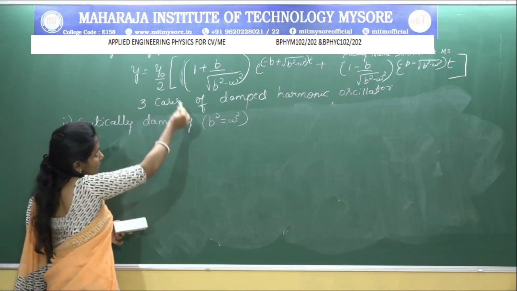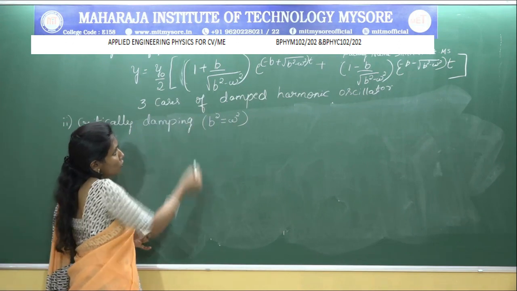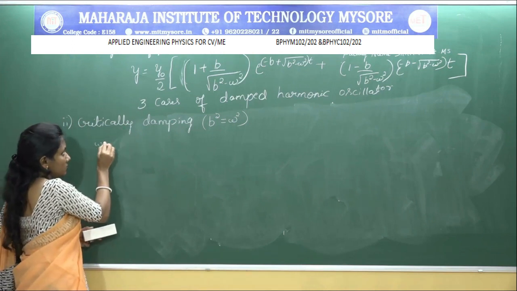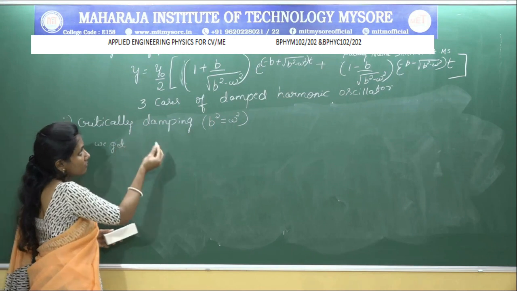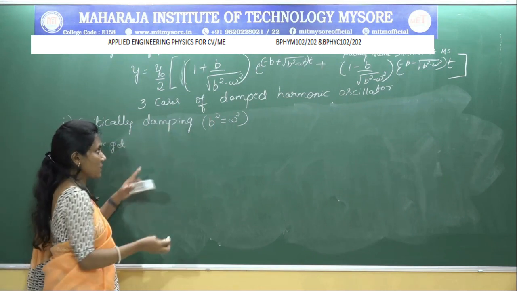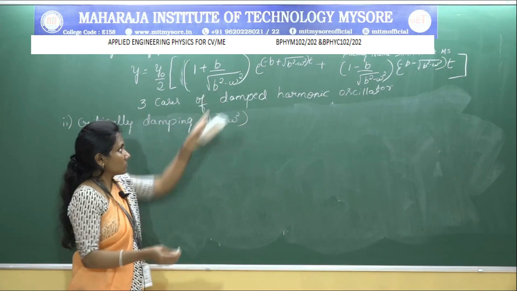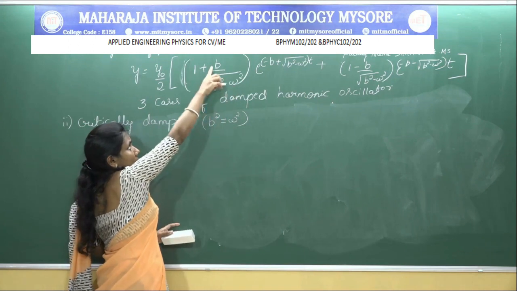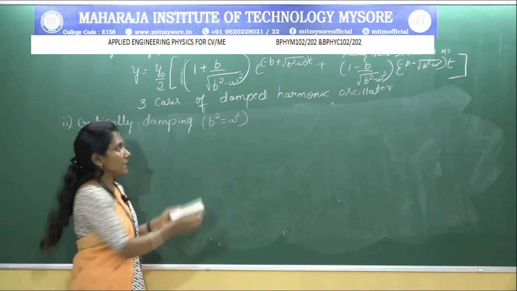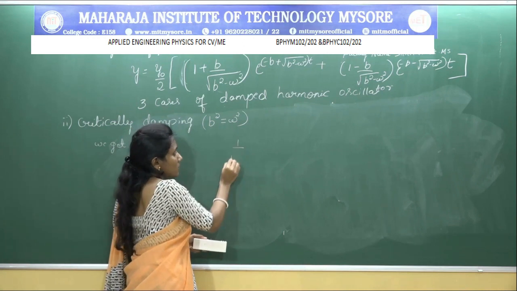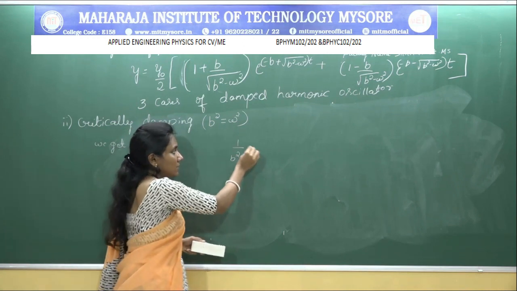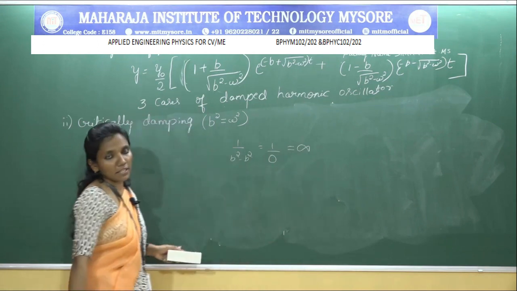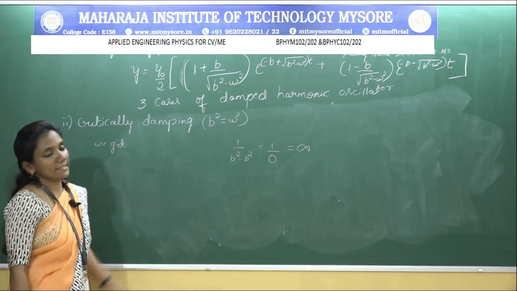So when we substitute B square equal to omega square in the displacement equation, this whole term will become 0. Then we get 1 by B square minus B square, which is 1 by 0, that means infinity. So the displacement equation will become infinity.